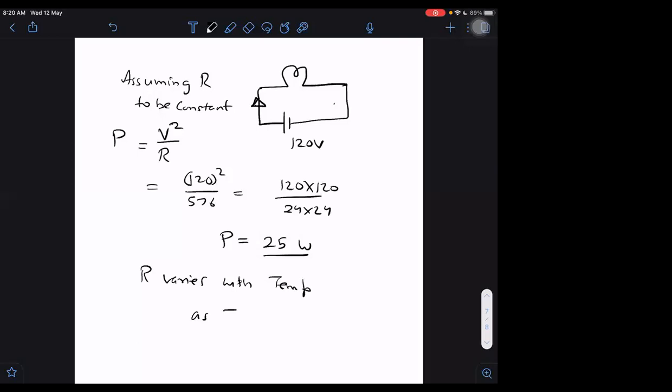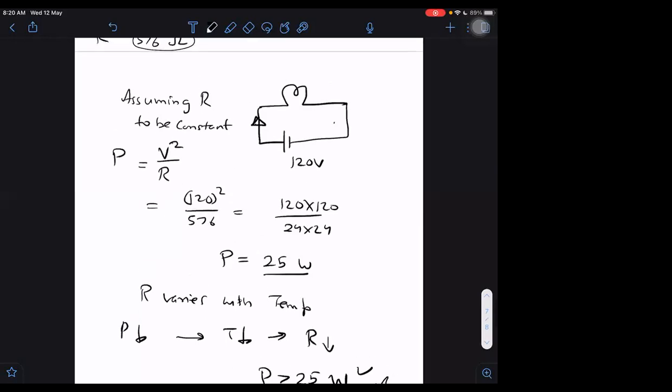As power decreases, temperature decreases, because power consumed is less. It will become less hot, so temperature will decrease. Temperature decreases, so resistance will decrease. If resistance decreases, then power will actually be greater than 25 watts. Yes, that is the exact answer: power will be slightly greater than 25.